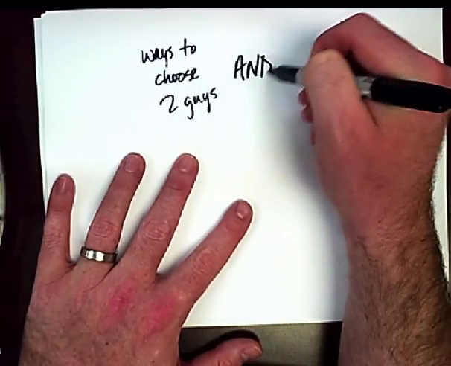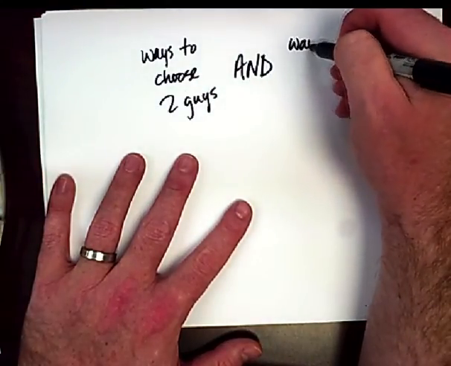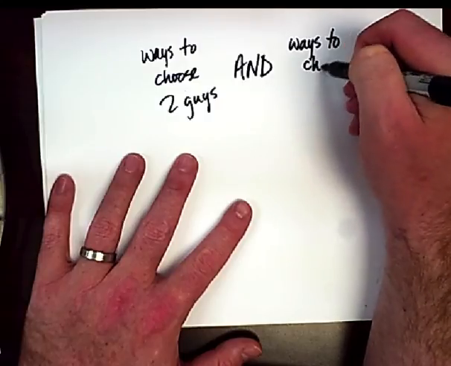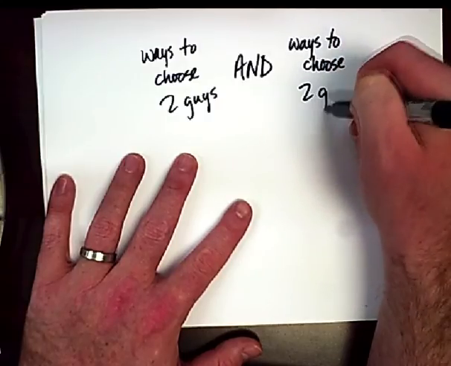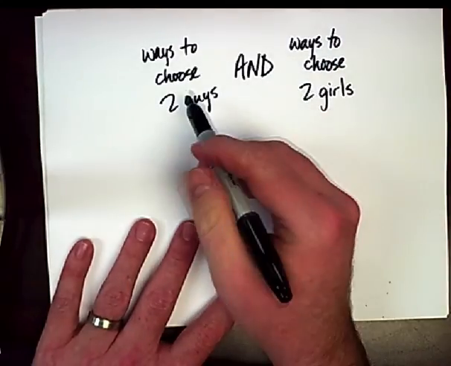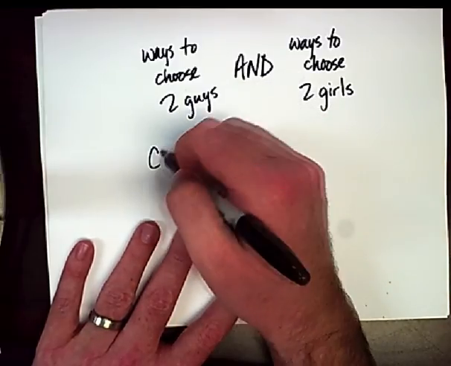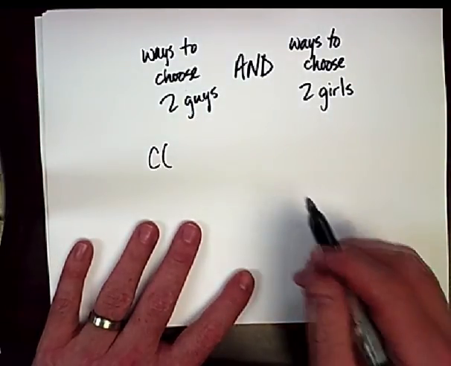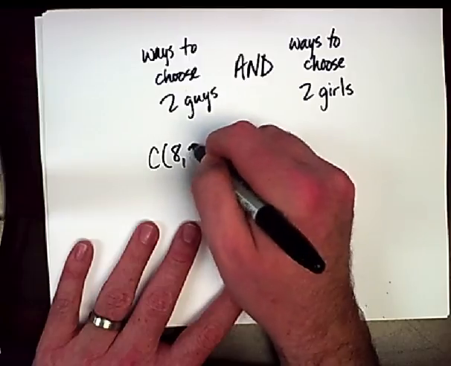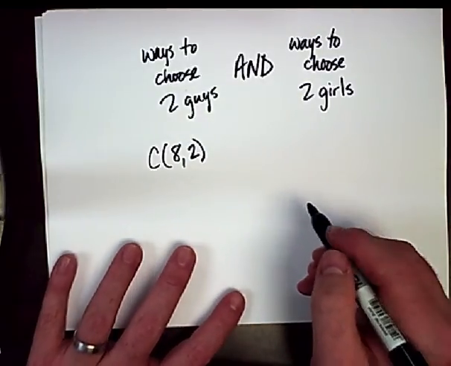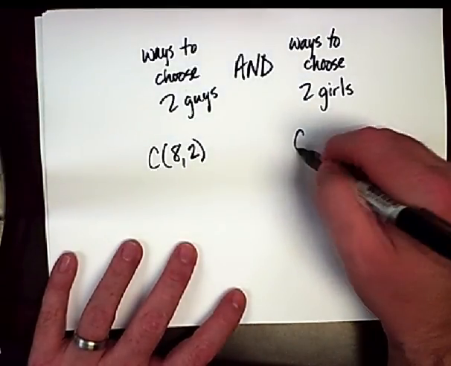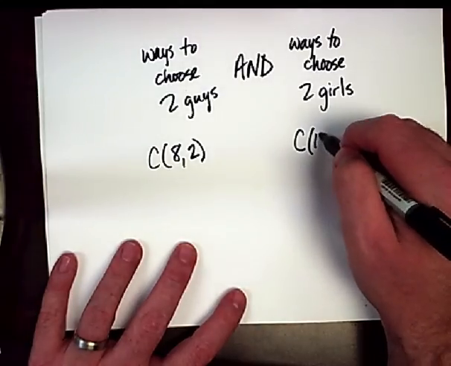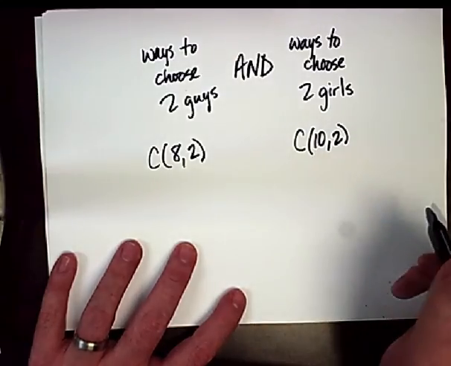And because we need them both to happen, we need the ways to choose two girls. Well, it doesn't matter the order, so it's a combination. If we're choosing two guys, we have 8 to choose from, and we're going to pick 2. And for girls, if we're choosing 2 girls, we have 10 to choose from, and we're going to choose 2.